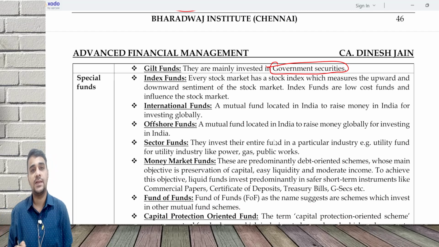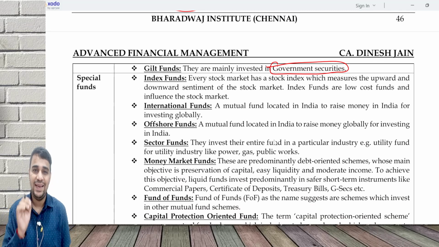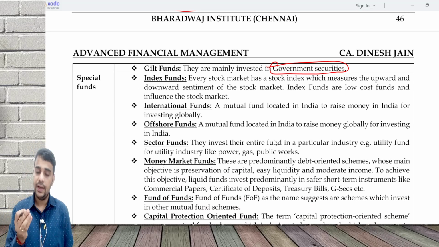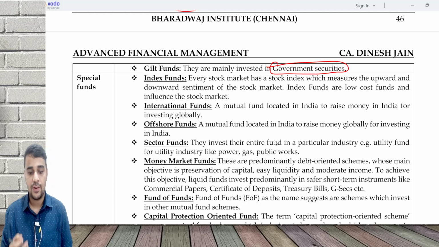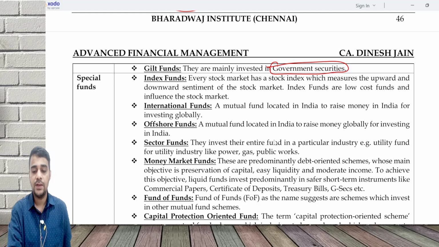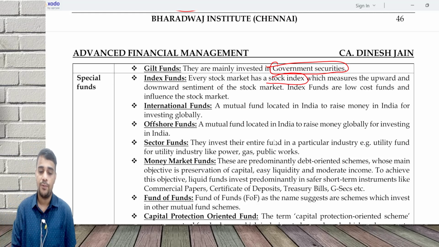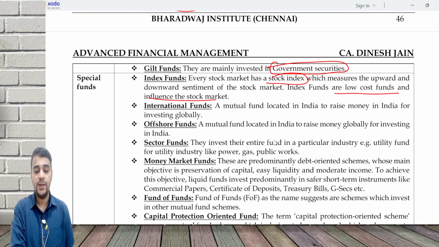Index fund is basically which is going to invest in an index. What is an index? India has an index called Nifty, mid cap index, small cap index, large cap index, or you can have an index called Sensex. So here you are investing the money in a stock index. Every stock market has a stock index which measures the upward and downward sentiment. Index funds are low cost funds and influence the stock market.